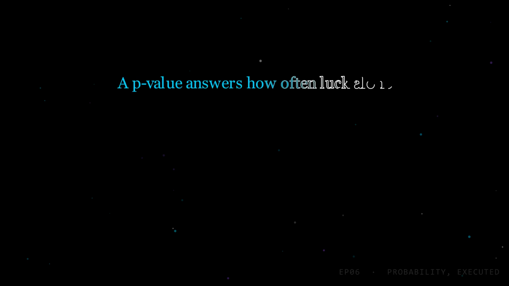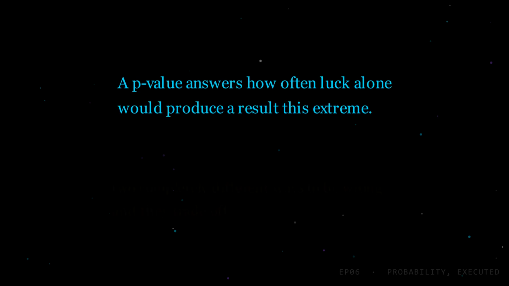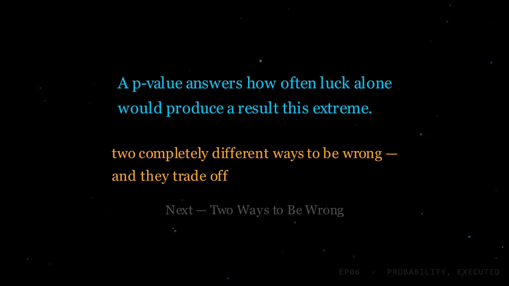One sentence. A p-value answers how often luck alone would produce a result this extreme and nothing else. Next episode, we look at what happens when you get it wrong. Because there are two completely different ways to be wrong here. They trade off against each other, and every threshold you pick is a decision about which mistake you'd rather make.